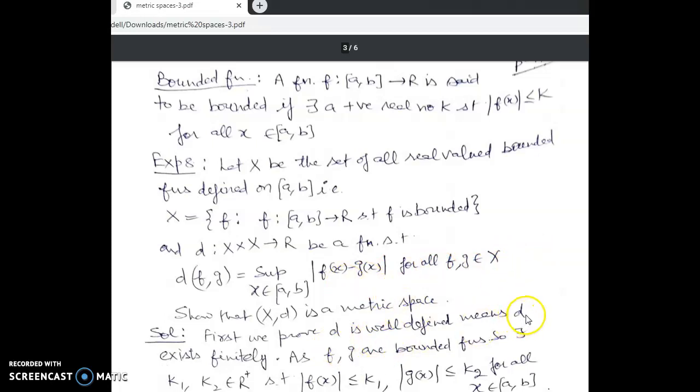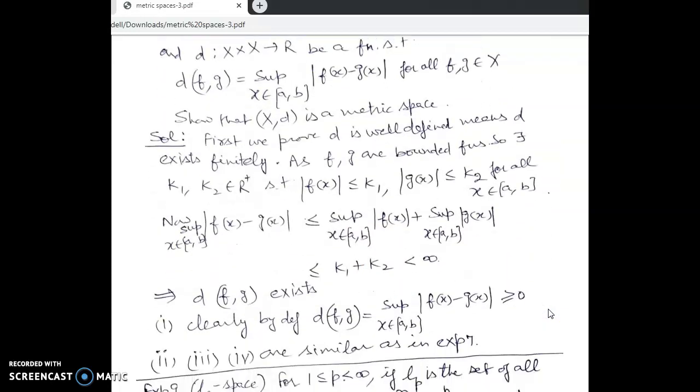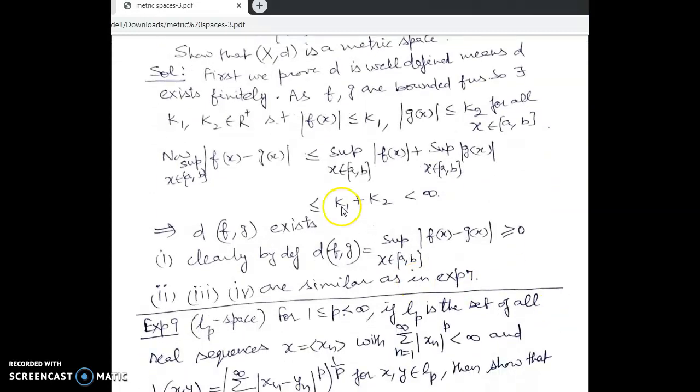First of all, we have to prove that d is a well-defined metric, meaning this exists finitely. As f and g are bounded functions, there exist k1 and k2 belonging to R plus such that mod of f(x) is less than or equal to k1 and mod of g(x) is less than or equal to k2 for all x belonging to [a, b]. Now the supremum over x of mod of f(x) minus g(x) is less than or equal to the supremum of the first plus the supremum of the second, meaning supremum of mod of f(x) plus supremum of mod of g(x). Now this is less than or equal to k1 and this is less than or equal to k2, so this is less than infinity.